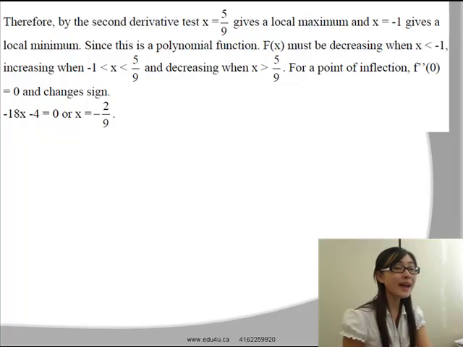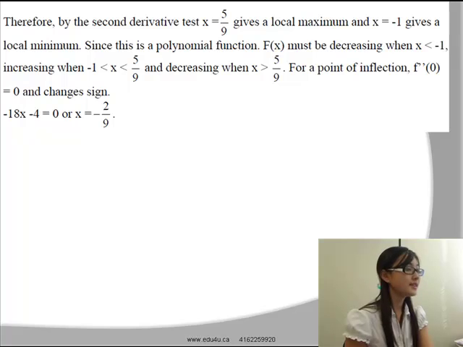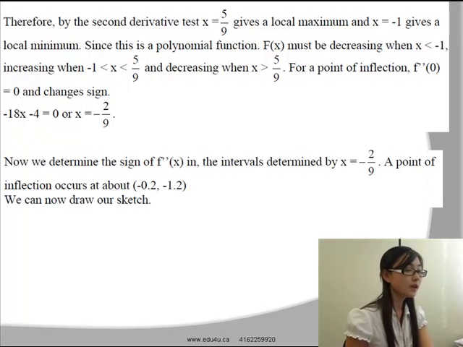Next, what we have to do is try to find the point of inflection. That is by making the second derivative of f of x equal to 0. And that will be negative 18x minus 4 equal to 0, or x is equal to negative 2 over 9. Of course, negative 2 over 9 is not an easy number to work with, therefore we'll also write it as negative 0.2. And the corresponding y value for negative 0.2 will be negative 1.2.